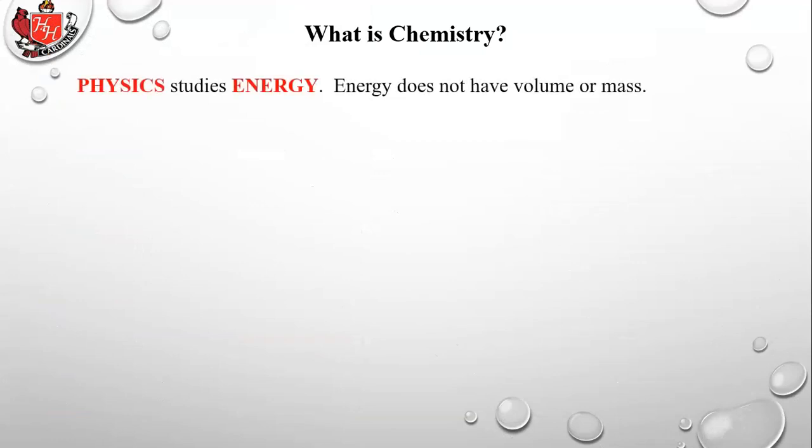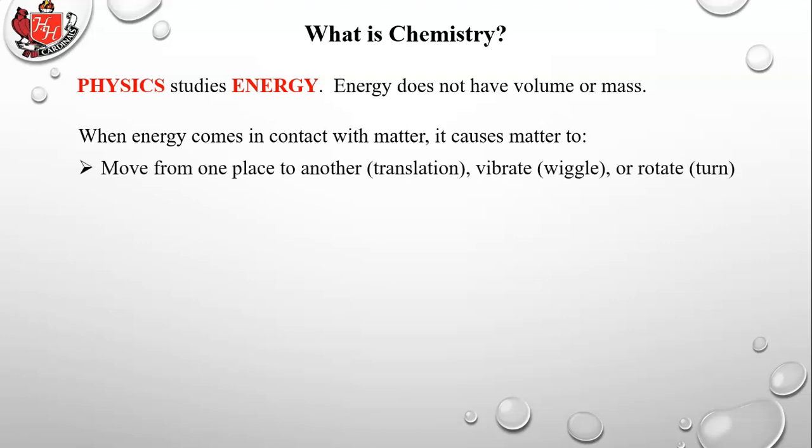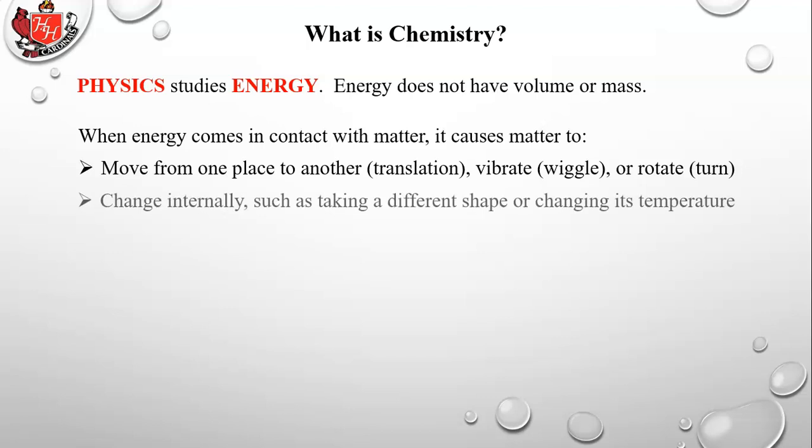So physics studies energy. Energy does not have volume or mass. When energy comes in contact with matter, it causes the matter to do either A, move from one place to another, that's called translation, vibrate, that's wiggle, or rotate, that's turn. The other thing that energy can do when it comes in contact with matter is change the matter internally, such as taking a different shape or changing its temperature.